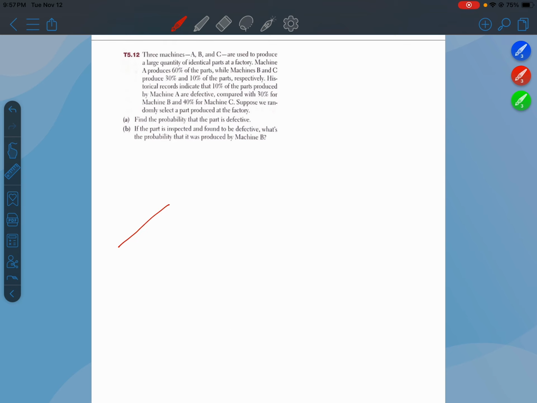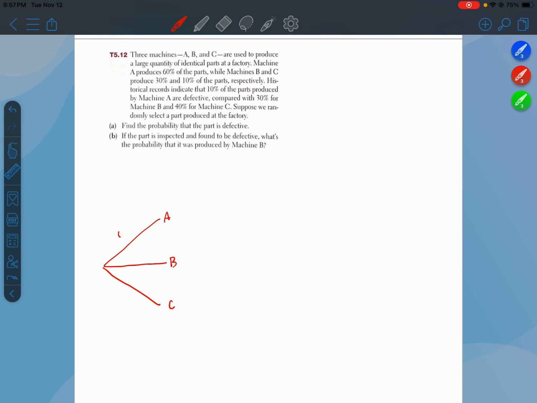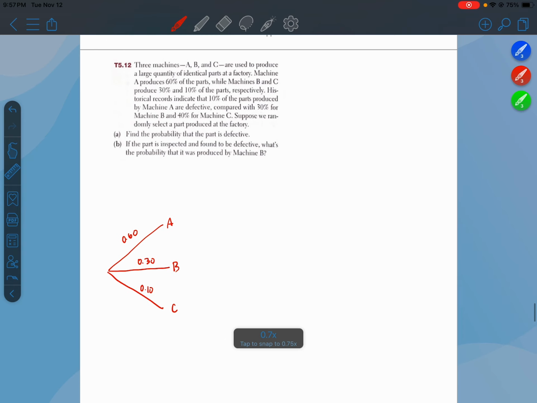So the part could come from any of the three machines, machine A, machine B, or machine C. And we know that 60% of the parts come from machine A, 30% from machine B, 10% from machine C. Okay. We also know that all three machines at some time or another produce defective parts. Okay, so I'll use D for defective and DC for not defective.